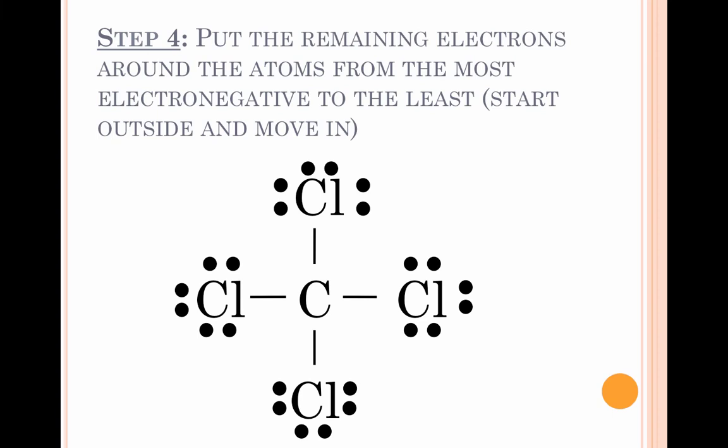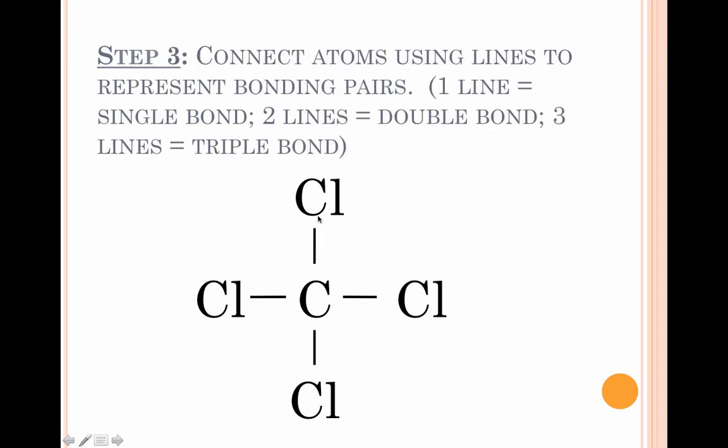The last rule you have to remember is the octet rule, 8, 8, 8. All elements want to have 8. Remember that these are covalent bonds. So the bond that exists between this chlorine and this carbon, these 2 electrons count for both. So what I'm going to do is this. I'm going to find the carbon and I'm going to say, okay, how many electrons are around the carbon? 2, 4, 6, 8. That has a full octet. So I'm not going to add dots there unless I absolutely have to.